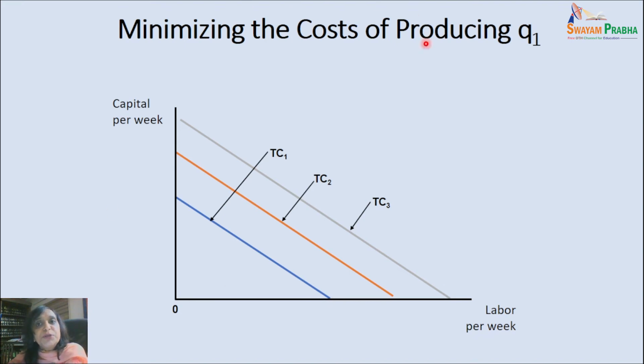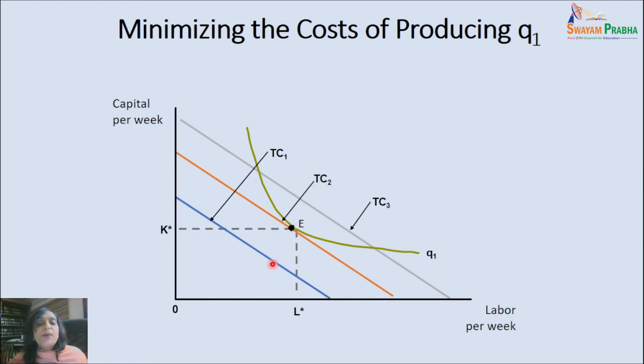The objective is to produce Q1 given by one isoquant at the least possible cost. So for that, we will superimpose this Q1, this isoquant which represents the Q1 level of output, and see where this particular isoquant is getting tangent to which isocost line. Now, this Q1 is getting tangent to TC2. TC3 would be a higher cost for it.